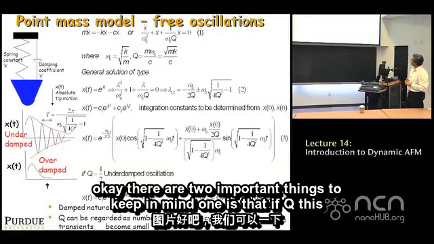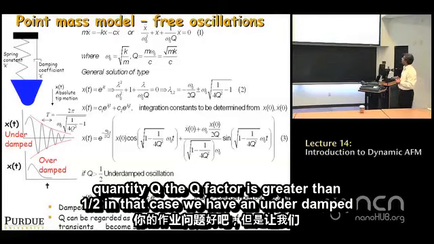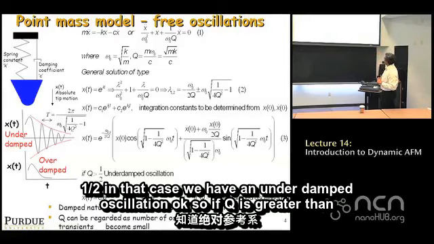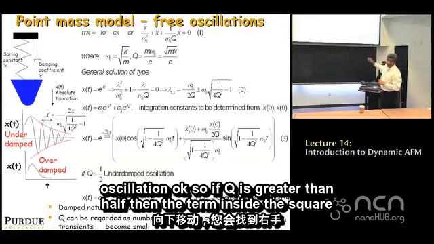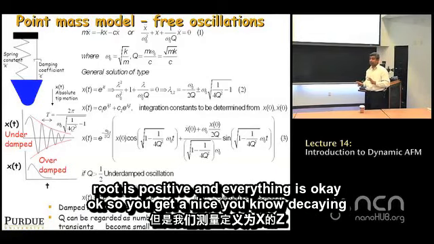There are two important things to keep in mind. One is that if Q, the Q factor, is greater than half, in that case we have an underdamped oscillation. Okay, so if Q is greater than half, then the term inside the square root is positive, and everything is okay. So you get a nice, decaying signal.